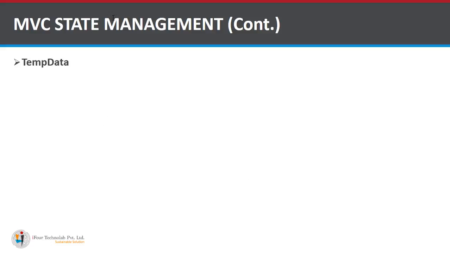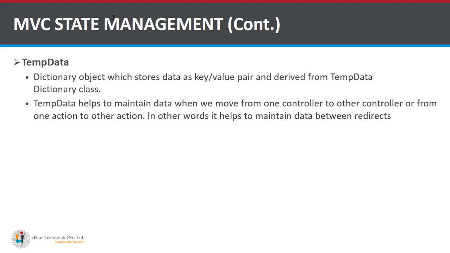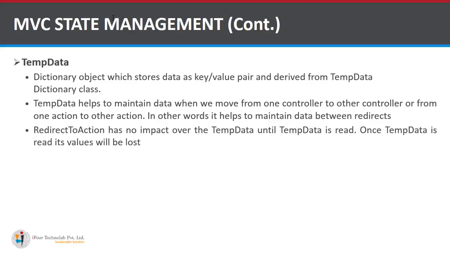Next one is TempData. It is a dictionary object which stores data as key value pairs, derived from the TempDataDictionary class. TempData helps to maintain data when we move from one controller to another controller or from one action to another action. In other words, it helps to maintain data between redirects, that is HTTP post. Redirect to action has no impact on the TempData until TempData is read. Once TempData is read, its value will be lost.